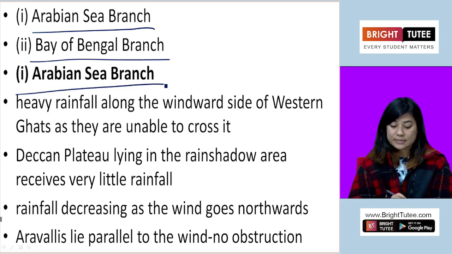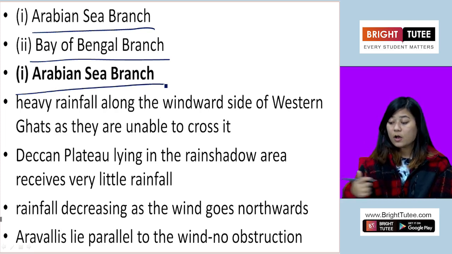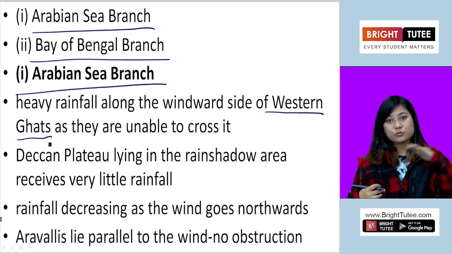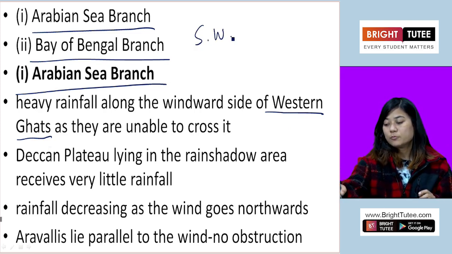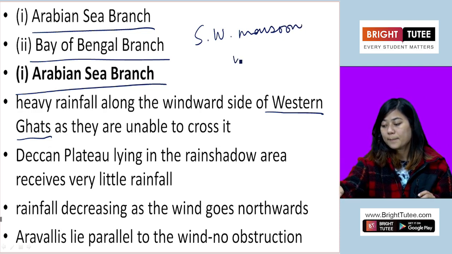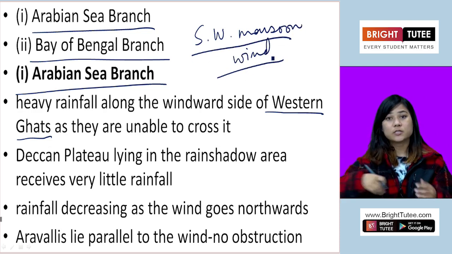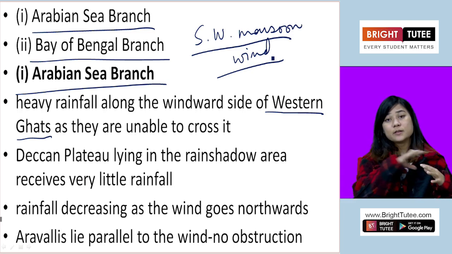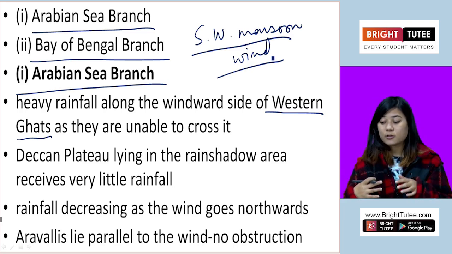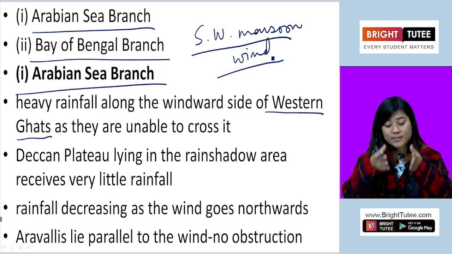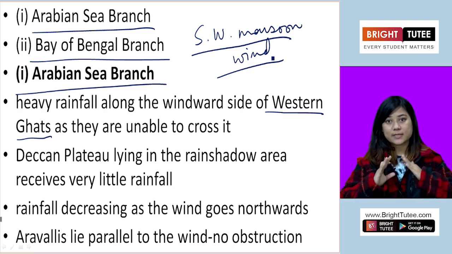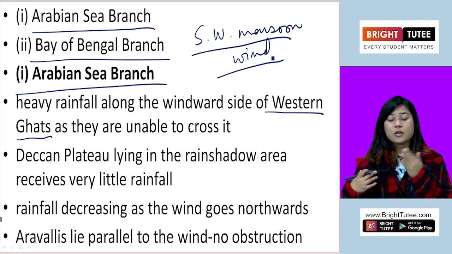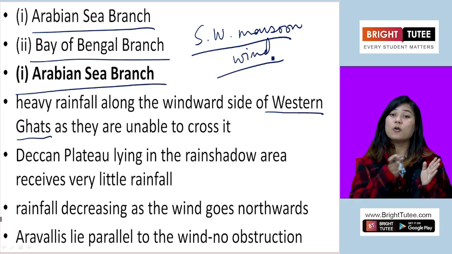Now, this Arabian Sea Branch causes heavy rainfall along the Western Ghats. The southwest monsoon wind is the primary wind. This is the main wind which is causing the monsoon. Now the Arabian Sea Branch of this wind causes rainfall in the Western Ghats. But the Western Ghats, if you look, have two sides. Although they are not so tall, they are small hills. So the rainfall that occurs is only on one side.